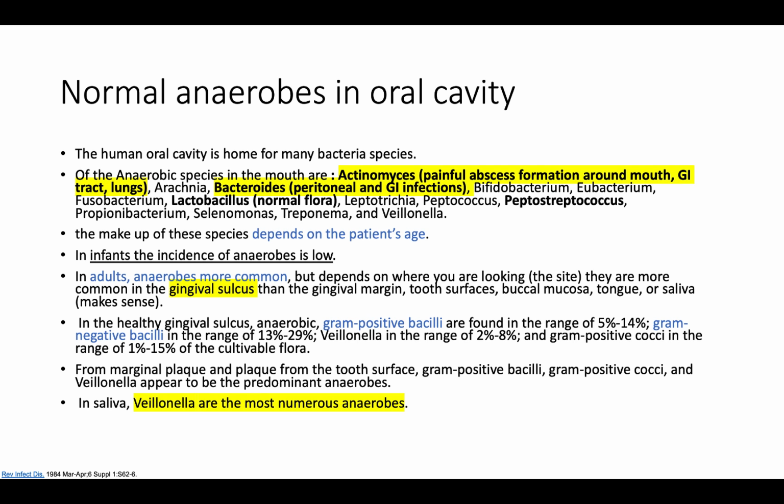So in a healthy sulcus, the gram-positive bacilli are found at around 5 to about 15%. The gram-negative bacilli are more, from 13 to 30%. These are the two dominant groups. In saliva, we have to know that Veillonella is the most numerous anaerobe.